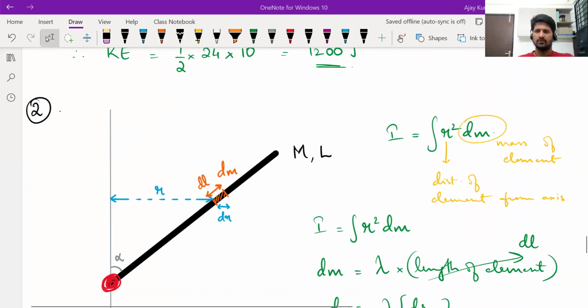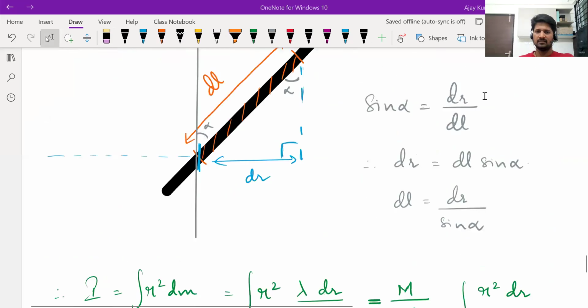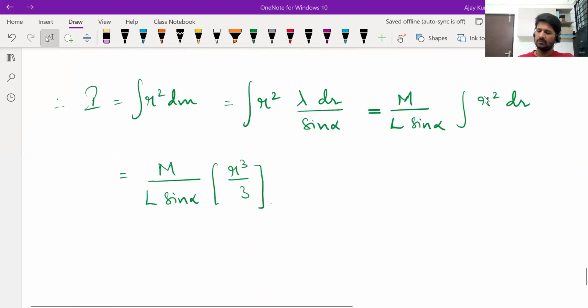For the first element of the rod, how much is the distance from the axis? 0, sir. It is touching the axis. So the lower limit for r will be 0.